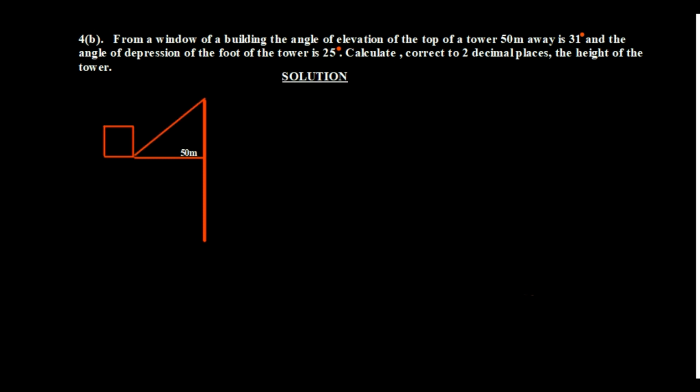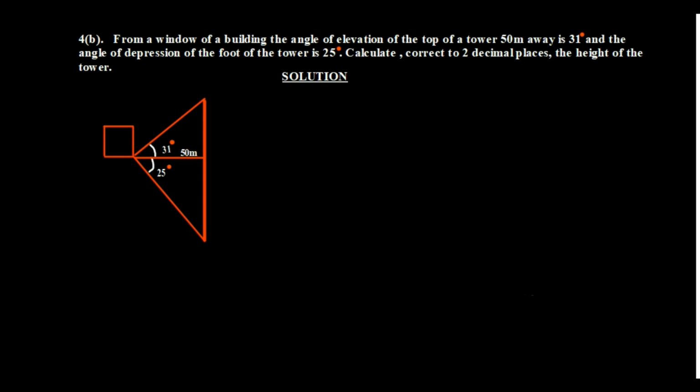And the angle of elevation, we have been told, is 31 degrees. So let's draw that. The angle of elevation is 31 degrees. Fine. And then the angle of depression from the window down to the foot of the tower is 25 degrees. So let's draw the angle of depression to the foot of the tower. We have it this way, and then we have the angle as 25 degrees. All right, that is fine.